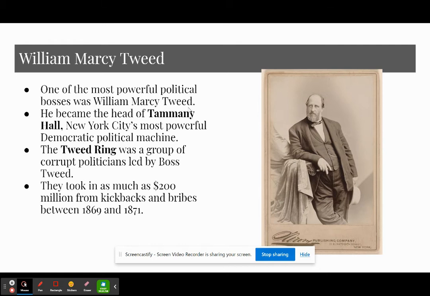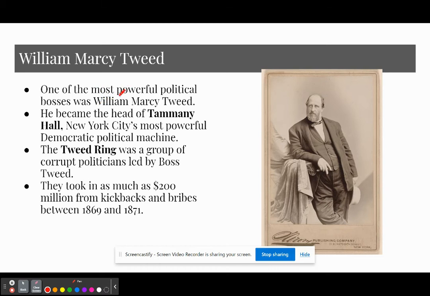William Marcy Tweed was one of the most powerful political bosses in New York City. He became the head of Tammany Hall, which was New York City's most powerful Democratic political machine. And the Tweed Ring was a group of corrupt politicians that were led by Boss Tweed. They took in as much as $200 million from kickbacks and bribes between 1869 and 1871.